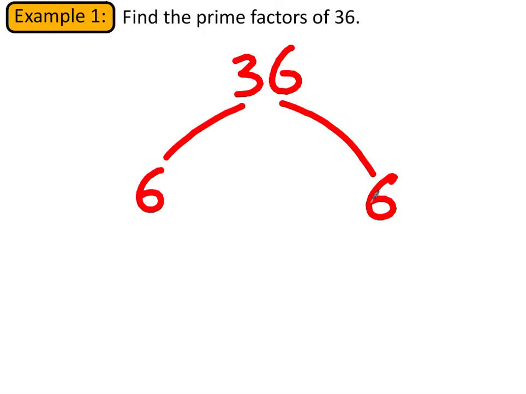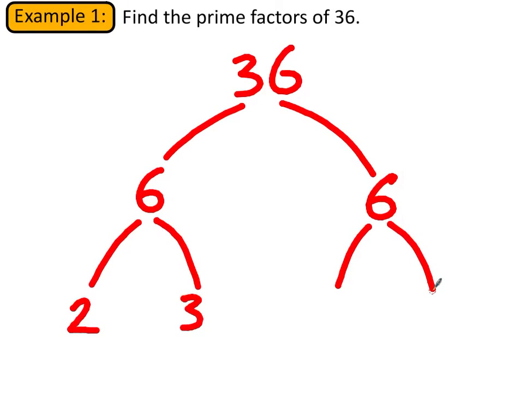Now, are any of those two numbers prime? No, 6 is not a prime number, so we're going to carry on and break the 6s up again into even smaller components. 6, of course, is 2 and 3 timesing together, so this one's quite easy to do. You never want to do 1 and 6, the number times itself, because otherwise you're going to go on forever and ever and ever with your factor tree.